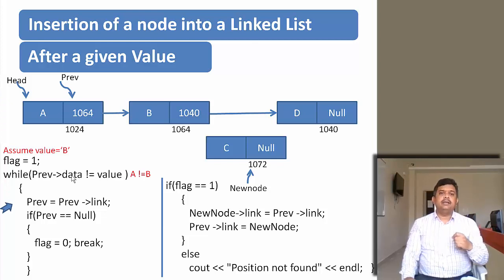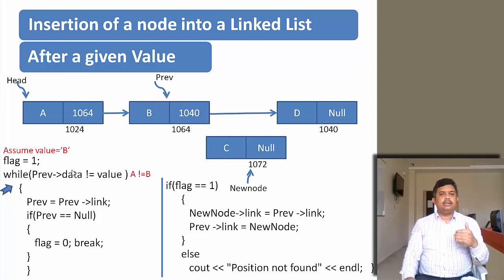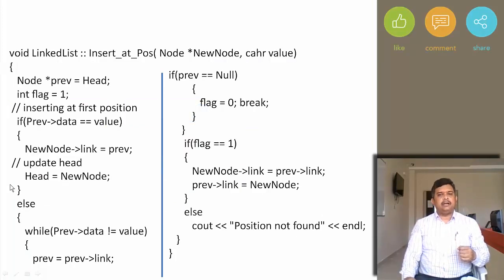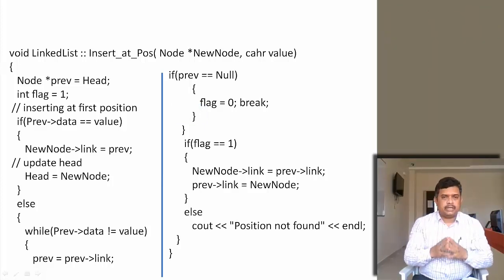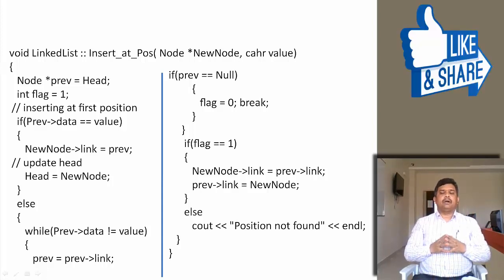At first location, A is not equal to B, it is true. Previous will be pointing to the next node, and if previous is not null, again it will go back and again it will check what is the value. B is not equal to B is false, that's why I found the data. I will insert the new node at this particular location. So this is how a new node can be added into a linked list. The same logic is written in this particular piece of program. Kindly follow so that you will be able to understand it properly.